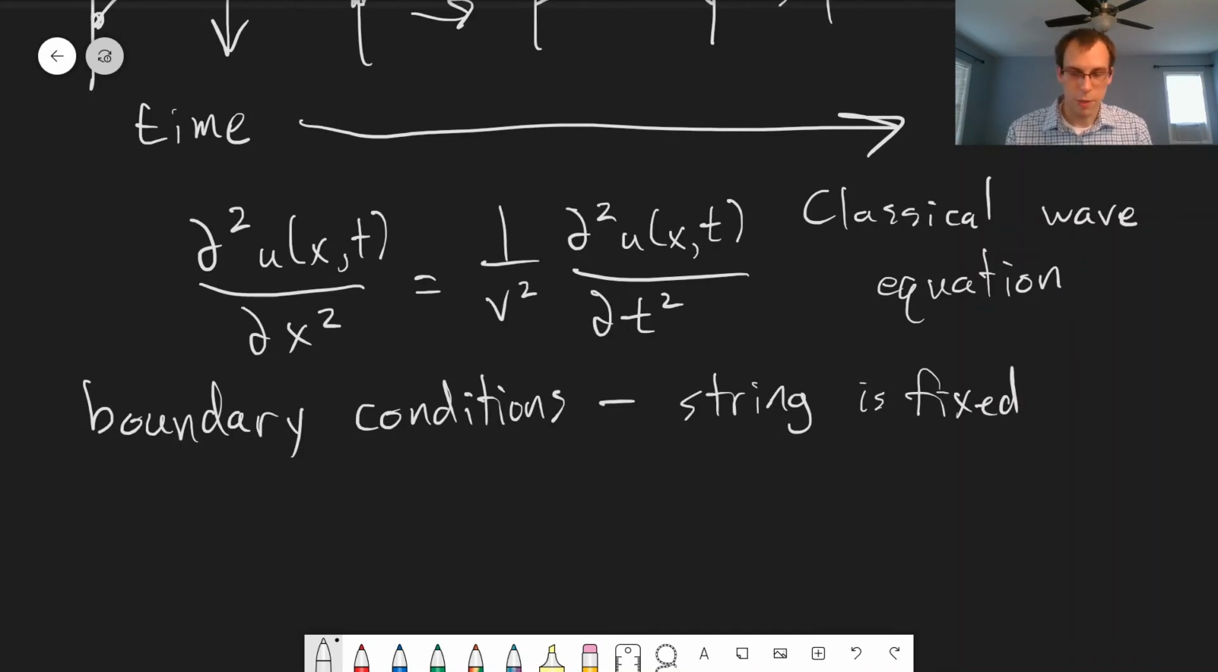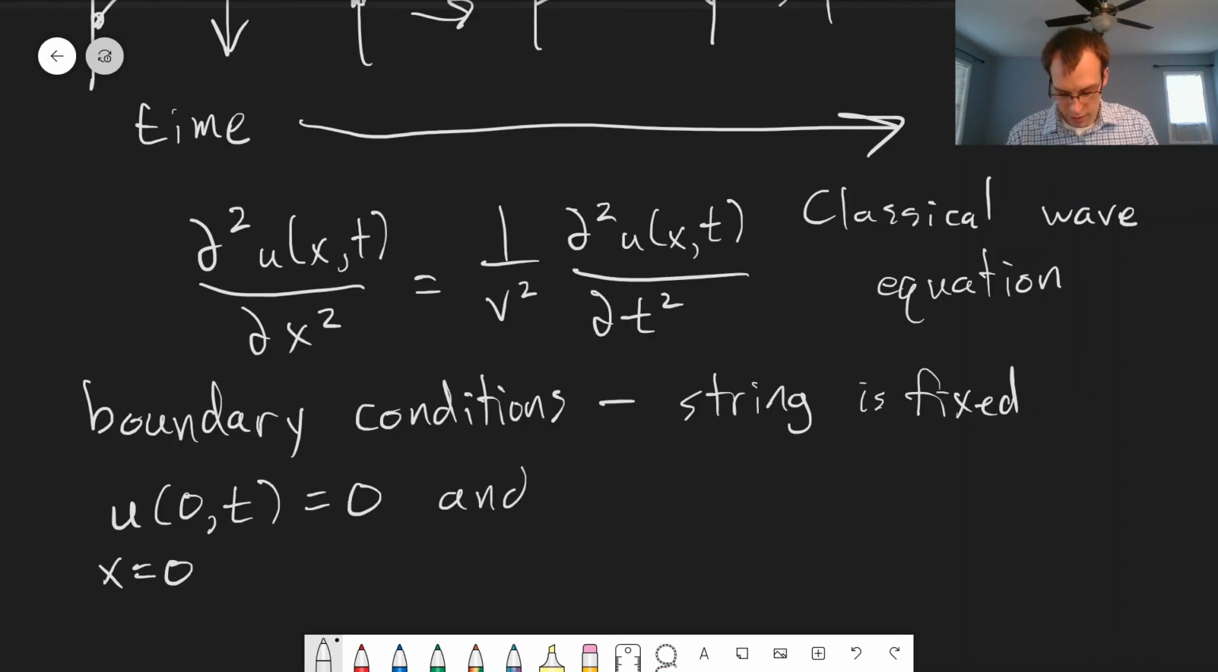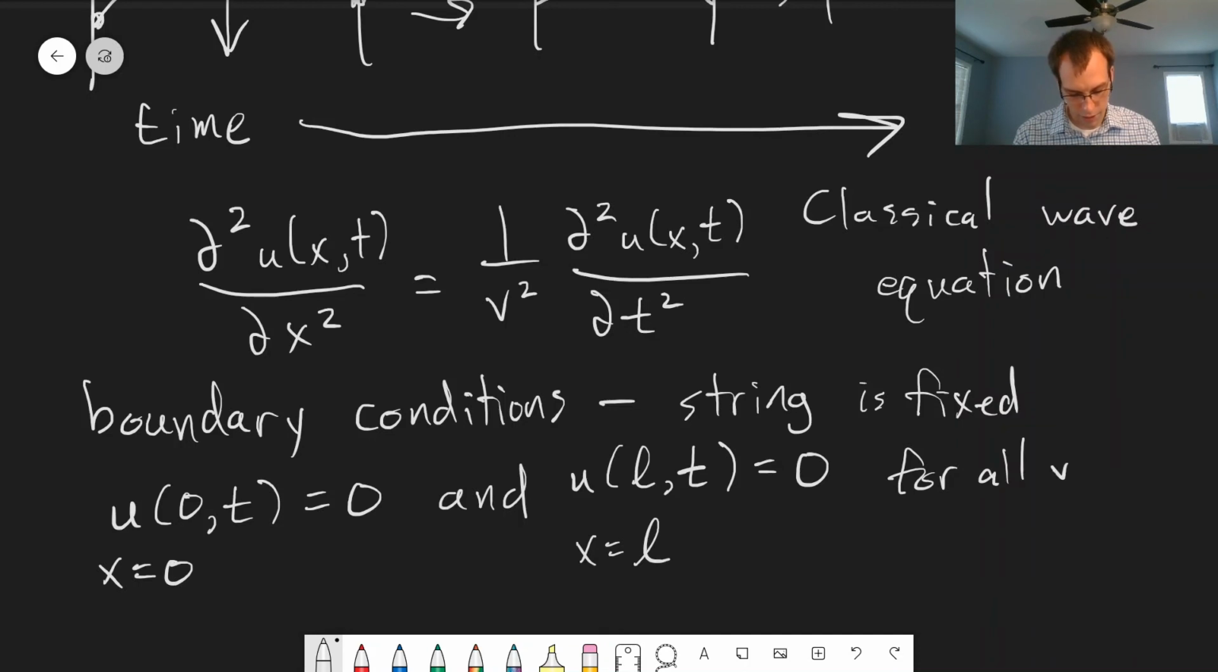The way we write this is we want to think of how we say mathematically that the string can't move. What we can say is that u, when x equals 0, on the left-hand side of the string, and at any possible time t, has to not be displaced. That's what the string being fixed means. We can say the same thing when x is equal to L, at the far right side, where the string is attached to the wall: u at distance L, at any time, is equal to 0. This is for all values of t.